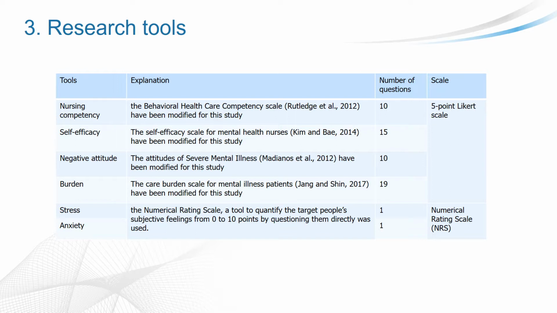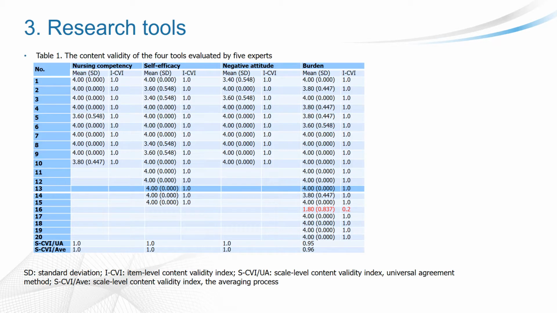The stress and anxiety tools use the numerical rating scale, NRS, which is a tool to quantify the target people's subjective feelings from 0 to 10 points by questioning them directly. This table is the content validity of the 4 tools evaluated by 5 experts, except for question number 16, whose item level CVI is 0.2 in the burden tool. The final number of questions was the same as the number of questions initially created.